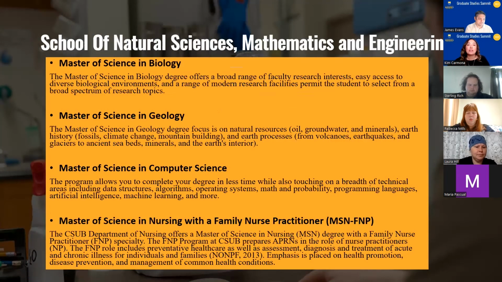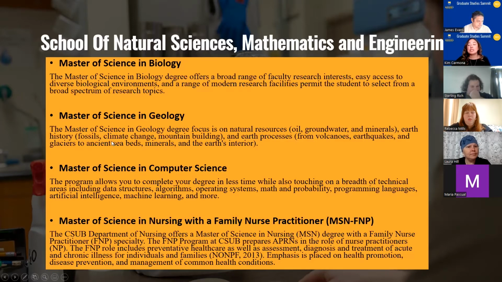Next, we have our School of Natural Sciences, Mathematics, and Engineering, also known as the School of NSME, and we'll begin with the Master of Science in Biology. So the MS in Biology degree offers a broad range of faculty research interests, easy access to diverse biological environments, and a range of modern research facilities that permits students to select from a broad spectrum of research topics. Master of Science in Geology is another program that we offer in this school, and it focuses on natural resources from oil, groundwater, and minerals, earth history, fossils, climate change, mountain building, and earth processes such as volcanoes, earthquakes, and glaciers, to ancient seabeds, minerals, and the Earth's interior.